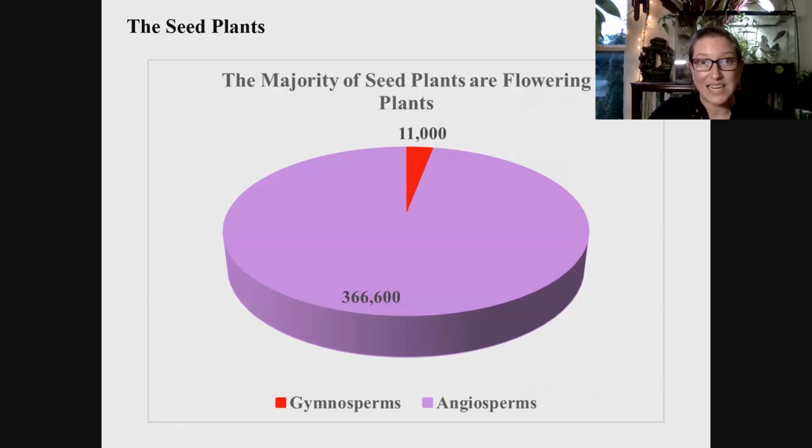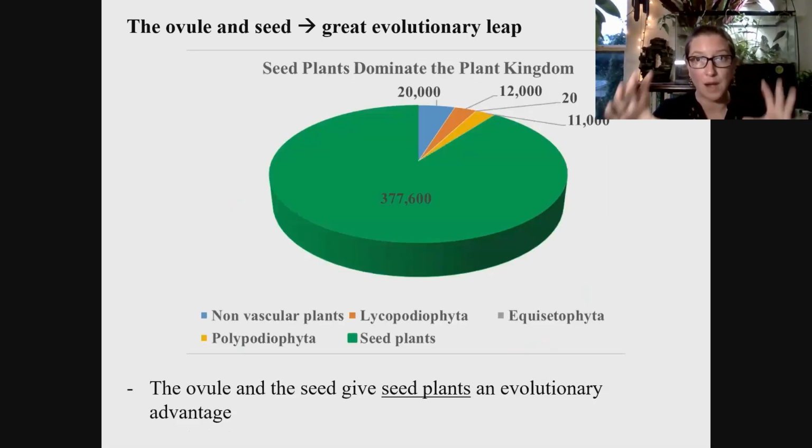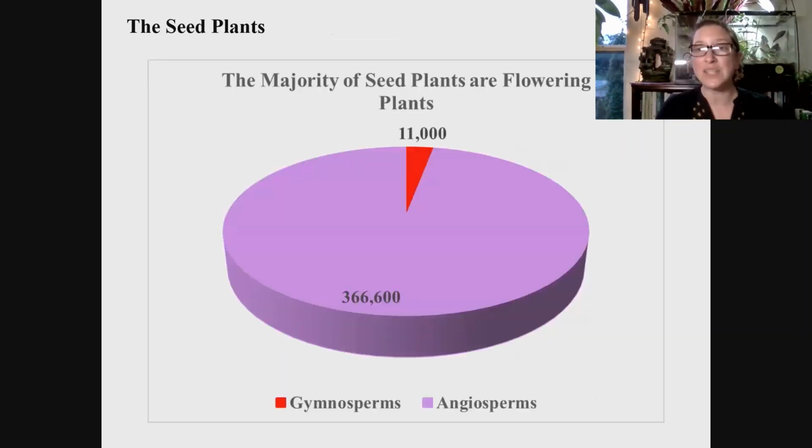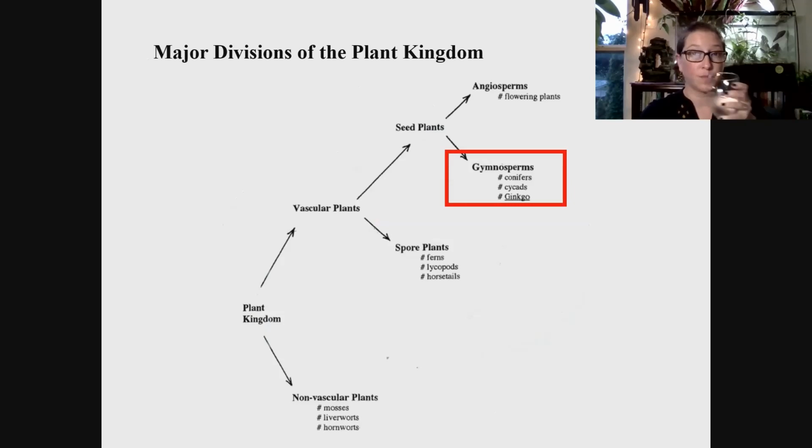Of those seed plants, if we were to take the green part of this pie chart and make its own pie chart with just the green part, this is what it would look like. The majority of the seed plants are flowering plants, about 370,000. And then there's about 11,000 that are gymnosperms. So angiosperms are flowering plants, gymnosperms are not, but they still make seeds. So here's our roadmap, and today we're going to cover those gymnosperms.